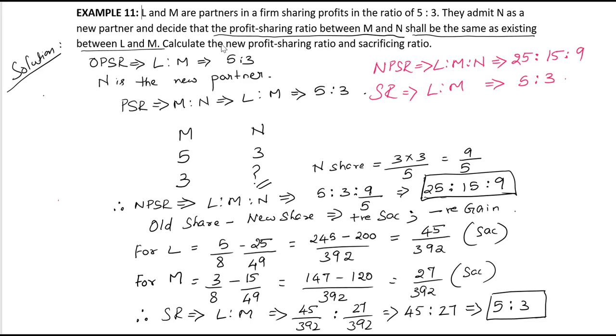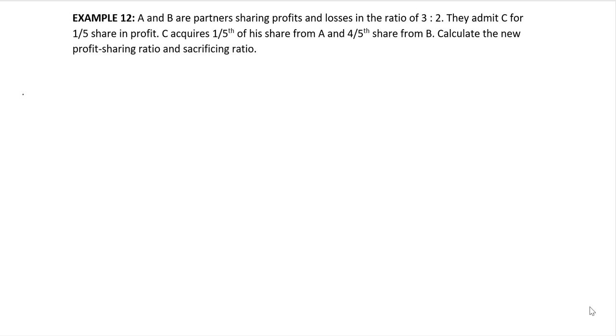Let's go to example 12. Example 12. A and B are partners sharing profits and losses in the ratio of 3 is to 2. They admit C for 1/5 share in profit. C acquires 1/5 of his share from A and 4/5 share from B. Calculate the new profit sharing ratio and sacrificing ratio.